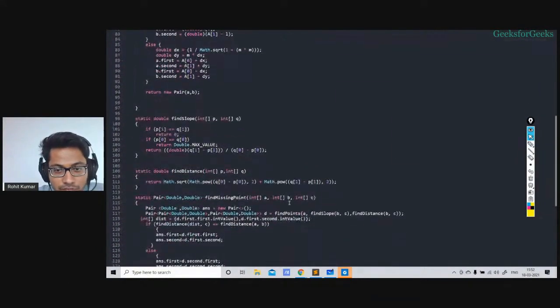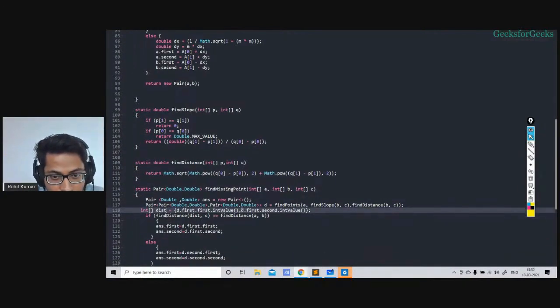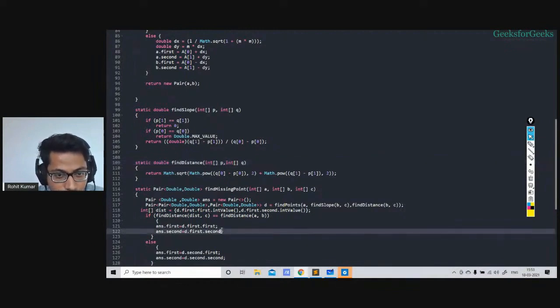If you remember, this find points method was called from find missing point. Now in my dist, to be more precise, an array of one dimension, we are storing both the values, converting them into int with the help of the int value method. And why are we converting them into int? Because if you carefully look at my find distance function, I'm taking the input as integer arrays, one dimensional arrays. Hence we are passing them like that.